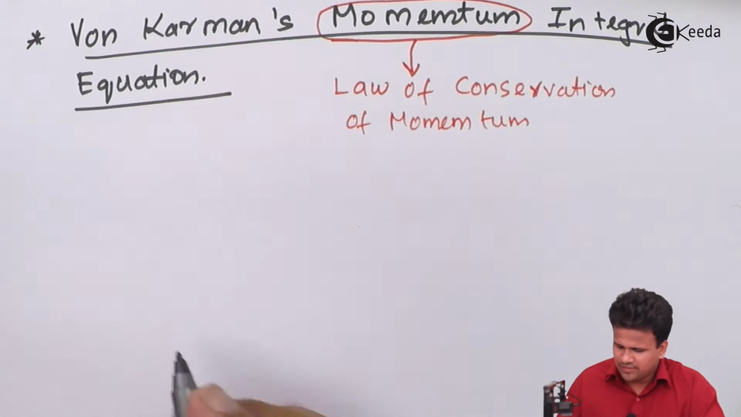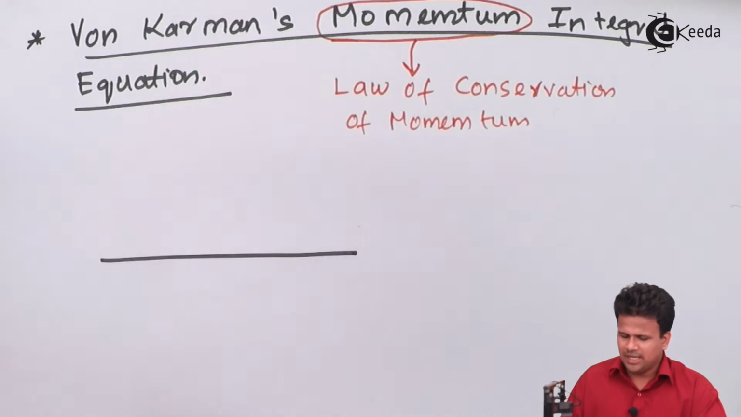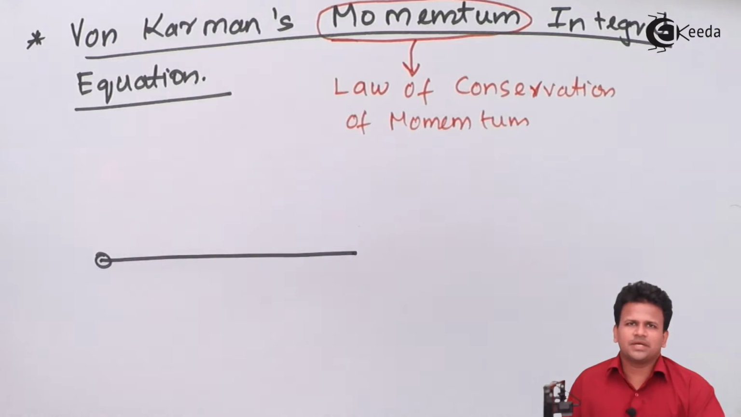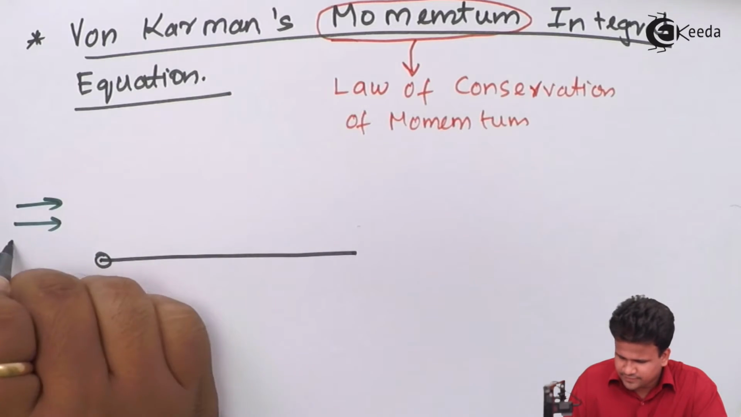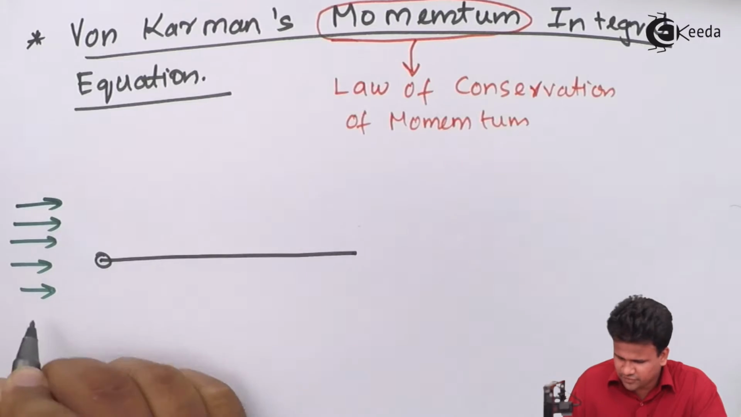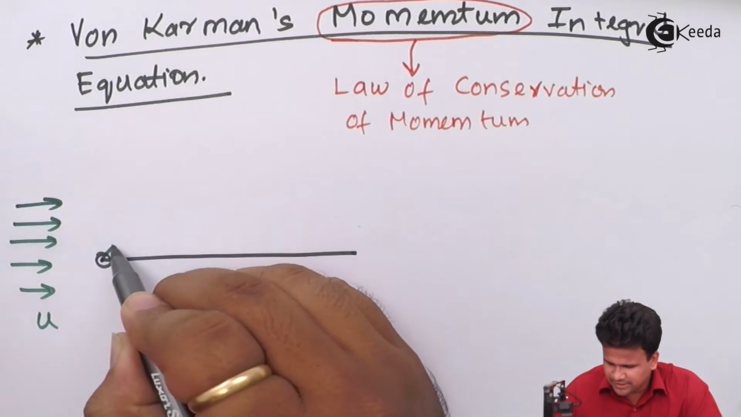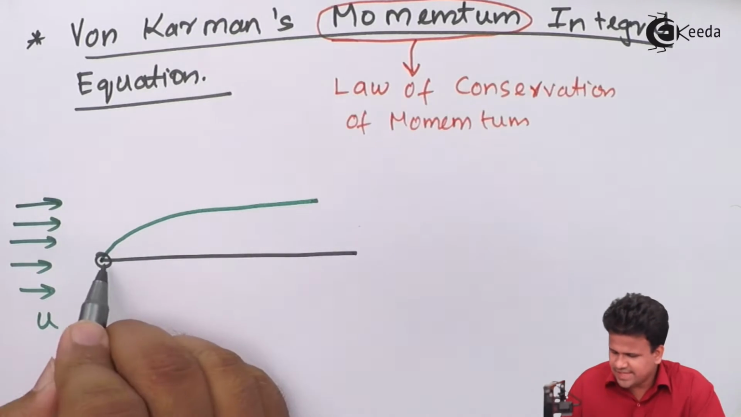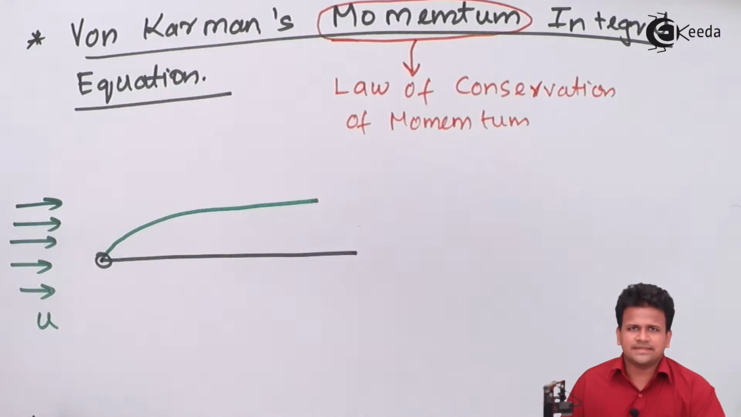So here we have to consider a plate which will be having this point. This point is called the leading edge. From the leading edge, if there is a fluid which is flowing with velocity u, then it will form a boundary layer which will be in this direction. As the distance x increases from the leading edge, the thickness of the boundary layer increases.